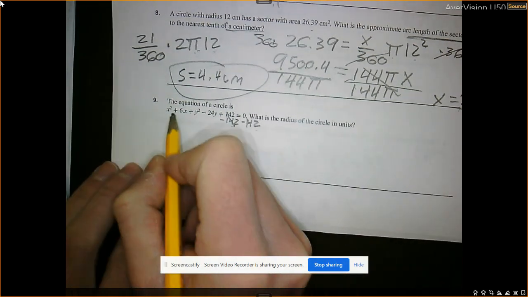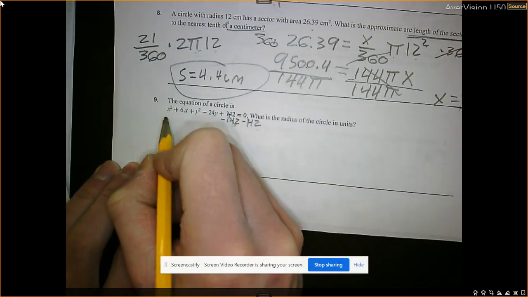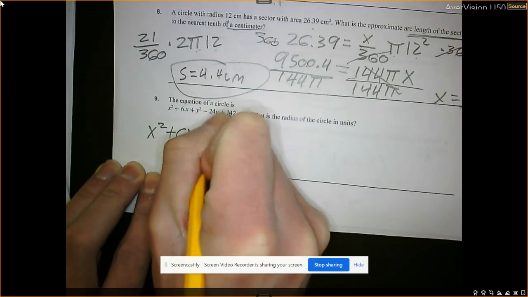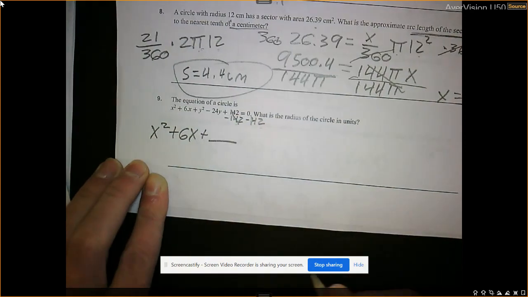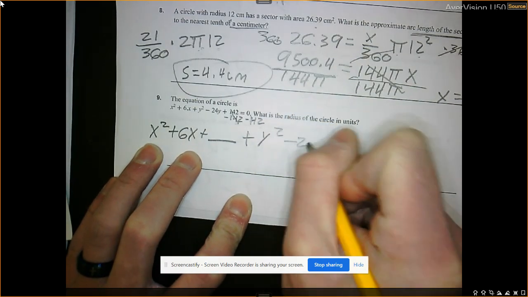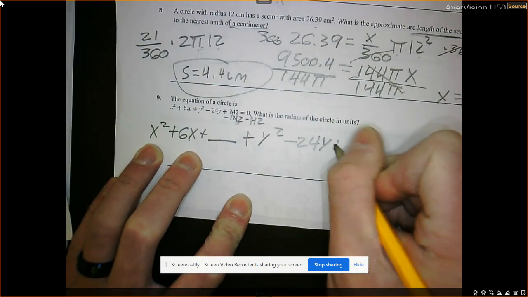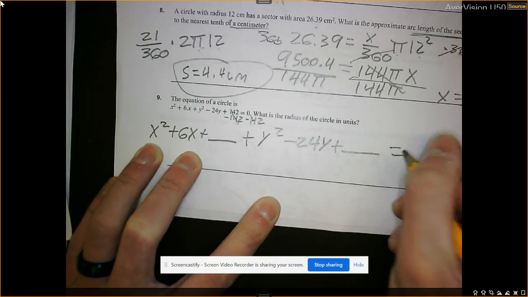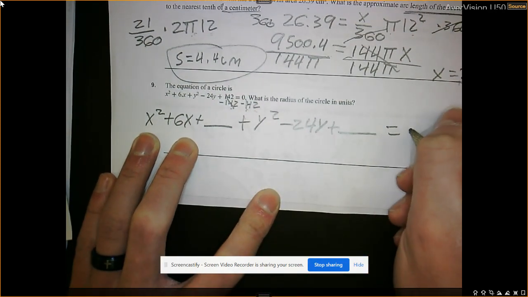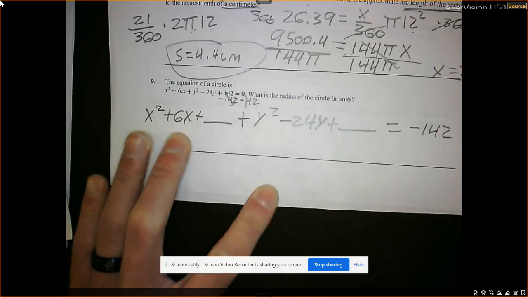And now let's write this out, getting our x's together and our y's together. So we have x squared plus 6x plus, remember, you've got to leave a blank. Now we go to our y's, plus y squared minus 24y, again, have to leave a blank, equals, well, we subtracted 142 from both sides, so we are left with negative 142 over here.